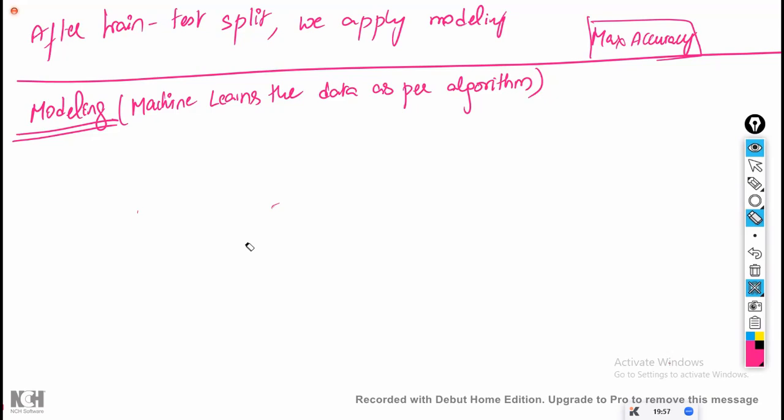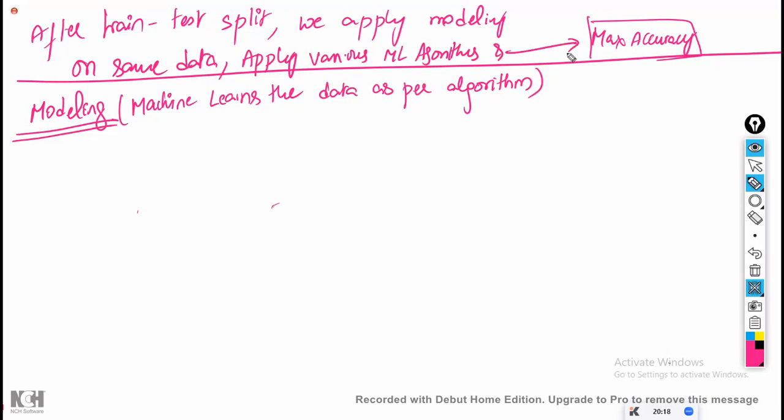On the same data, we have to apply multiple algorithms. Apply various ML algorithms and identify which gives the best accuracy. Which algorithm gives the best accuracy, that we are going to finalize. We have to apply all the algorithms one by one, one after one.